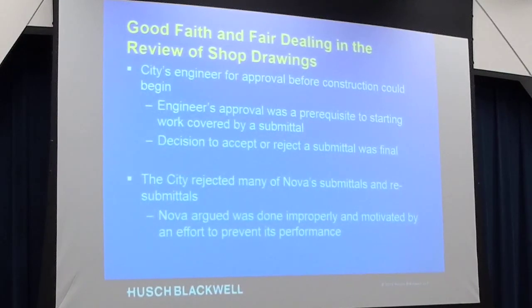Nova bid to do some work for the city of Olympia in Washington. It was a pretty small project, to replace a culvert, and it was a publicly bid project. And the city engineer for the city of Olympia, if you read between the lines of the opinion, it doesn't say this, wanted his buddy to get the job, but the public bidding requirements caused it to go to Nova. Well, the city engineer didn't like that idea. So they had a big tussle over shop drawings.